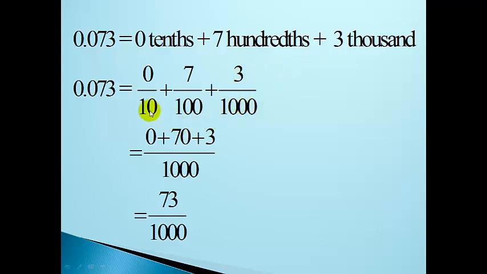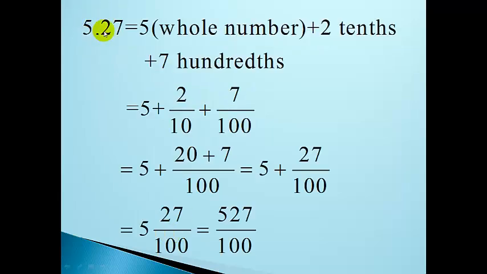Now we find the LCM, and the LCM of 10, 100 and 1000 is equal to 1000. 10 goes into 1000 100 times, and 100 times 0 is equal to 0, plus 100 goes into 1000 10 times. 10 times 7 is equal to 70, plus 1000 goes into 1000 once, and 1 times 3 is equal to 3. Now 0 plus 70 plus 3 is equal to 73, and so we have 73 divided by 1000. This means that 0.073 is equal to 73 divided by 1000.